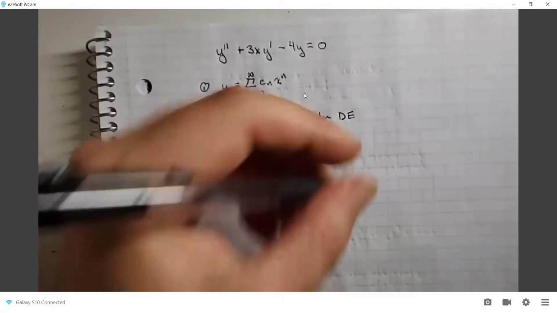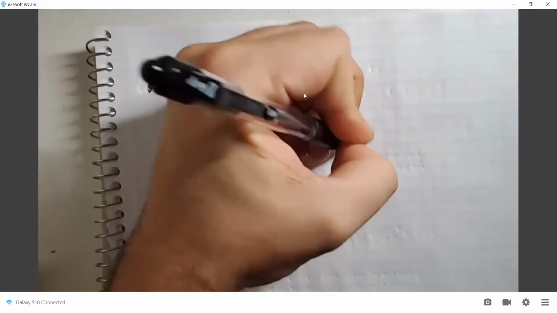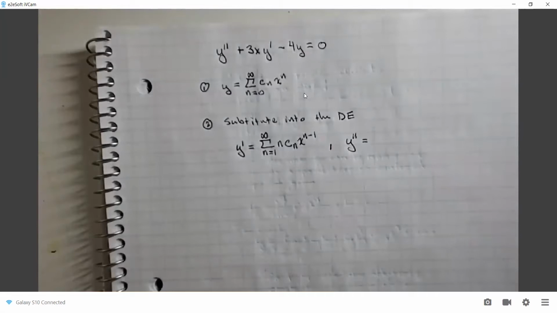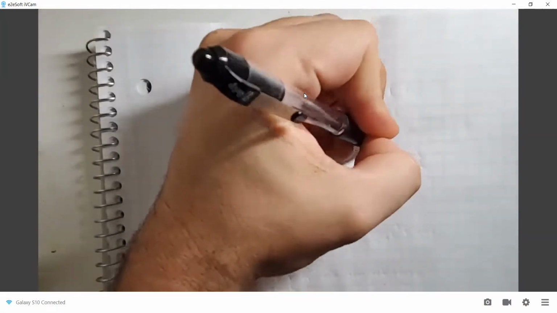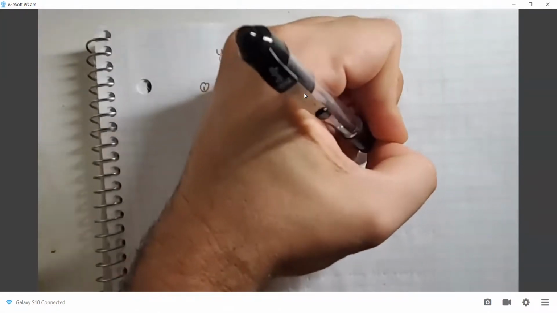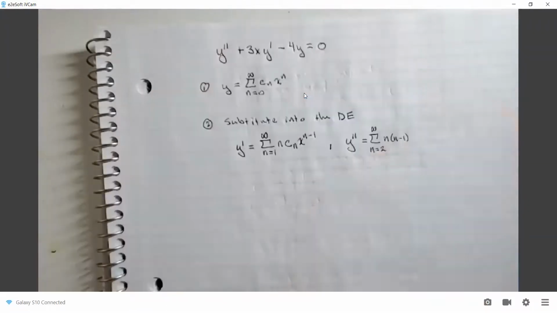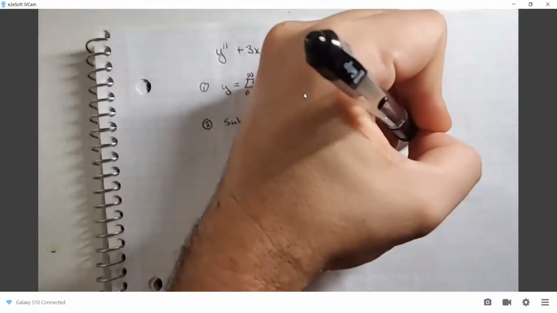All right, we need y double prime. So what's that? The sum from 2 to infinity of n times n minus 1 times Cn x to the n minus 2.